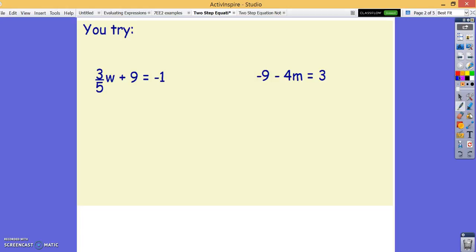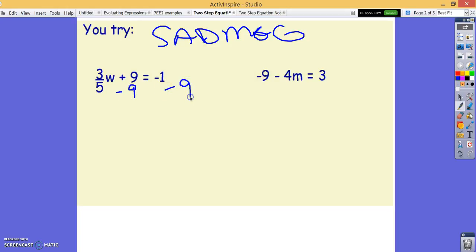So in the first problem, the very first step, I'm going to, of course, use my strategy, SADMAG, the opposite of order of operations, in order to solve this. SADMAG, so I see an addition, I'm going to reverse it using subtraction. If I subtract 9 on the left side, I'm also going to have to subtract 9 on the right side. 9 minus 9 is 0. So on the left-hand side of my equation, I'm left with 3/5 W equals negative 1 minus 9.